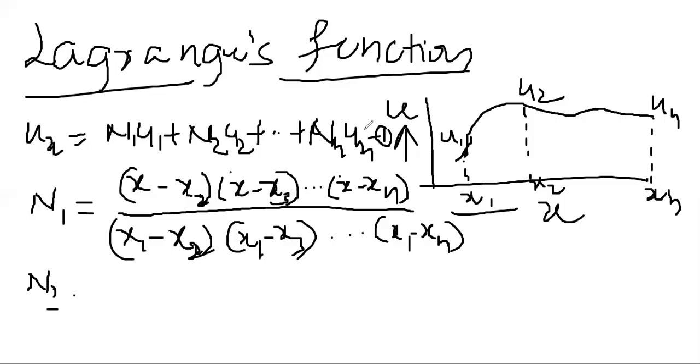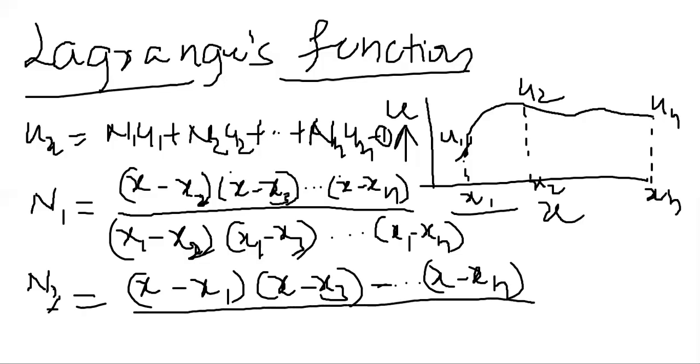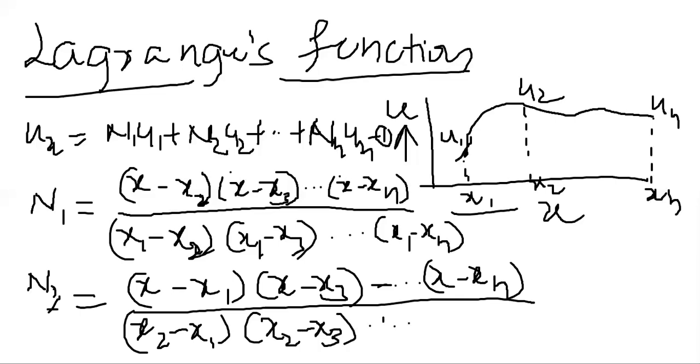Similarly, N2, shape function 2: x minus x1, x minus x3, because x minus x2 is not written since it is the second node, so on, x minus xn, divided by x2 minus x1, x2 minus x3, so on, x2 minus xn. This is shape function 2.